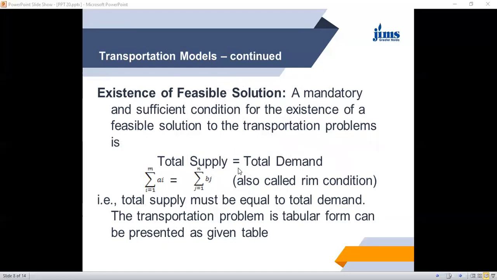So total supply is equal to total demand. It has to be there. Then only the feasible solution will exist. Sigma Ai is equal to sigma Bj, also called rim conditions, that total supply must be equal to total demand.